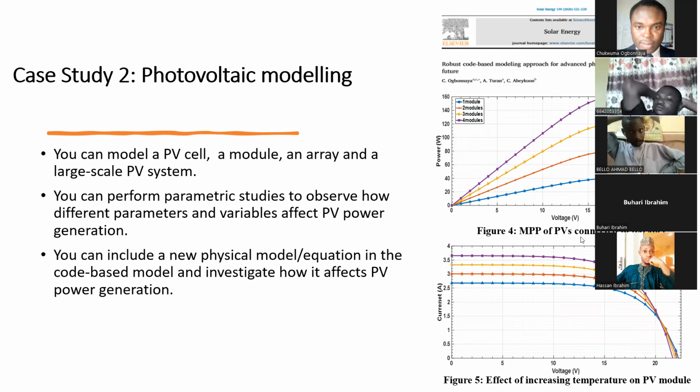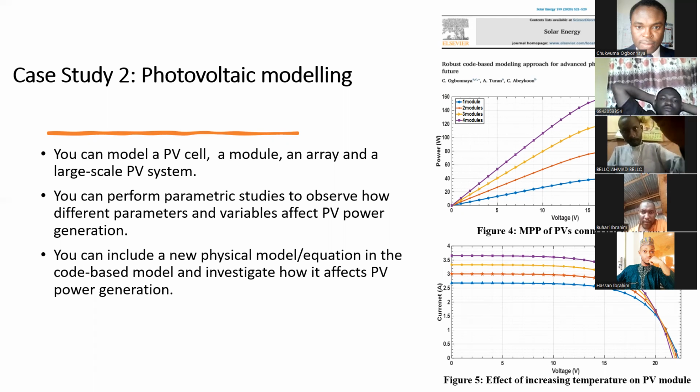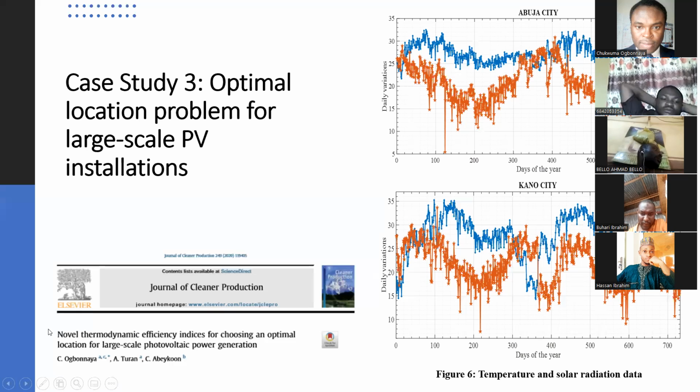The second one, which is very, very interesting, is how temperature affects PV generation. We know that temperature degrades the performance of PV systems. We can see the modeling, increasing the temperature from 298.15 to 313.15. You can see that the performance of the system degraded. We can see that the open circuit voltage is decreasing. So these are the things you can investigate using a photovoltaic modeling approach.